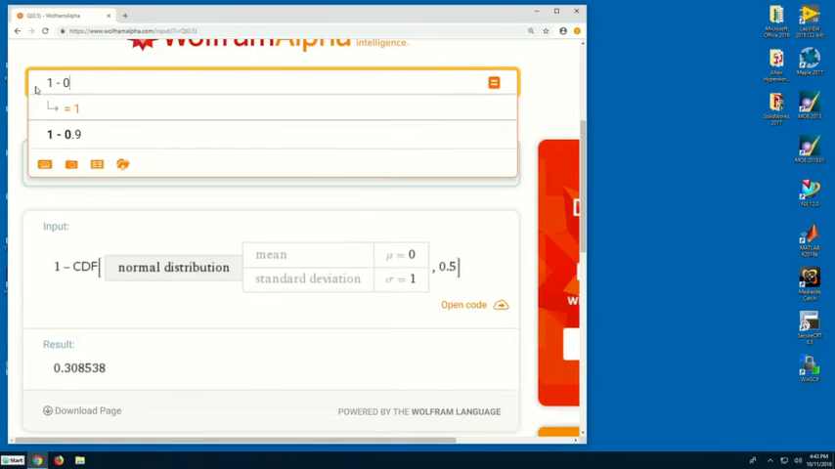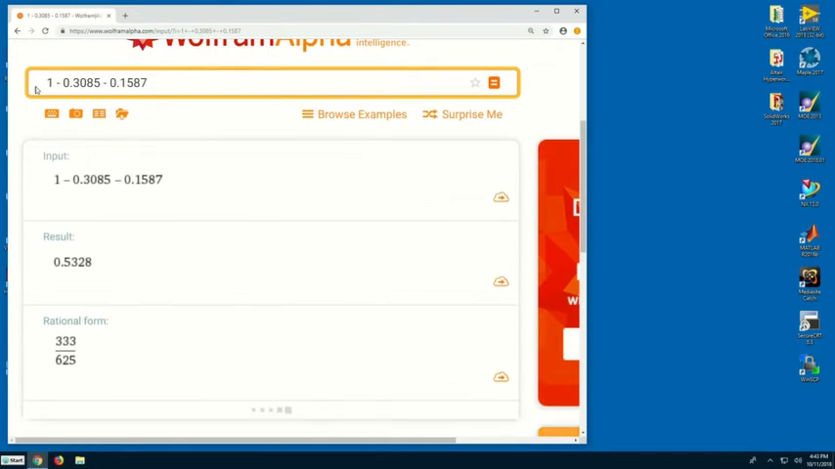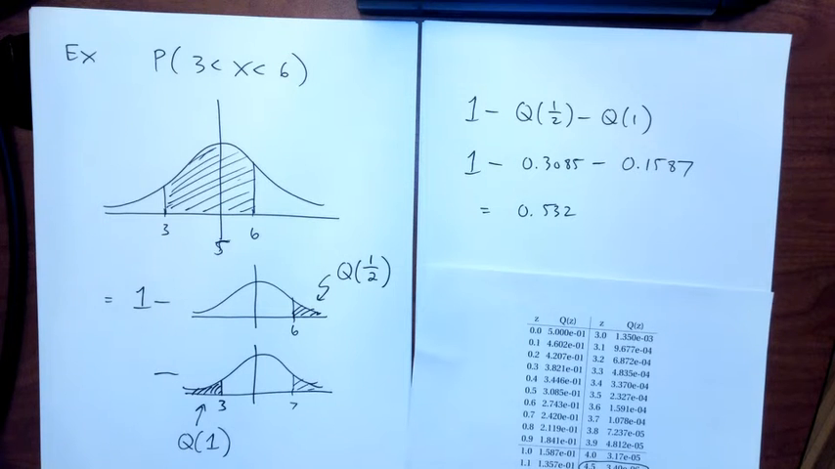So I'd say 1 minus 0.3085 minus 0.1587, and I get 0.5328, which I guess is exactly what I said I did. I don't know. For some reason, I was not happy with that answer. Okay, so let me pause and ask: questions about this process?